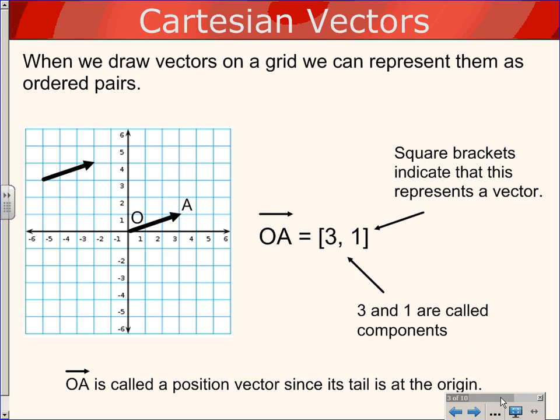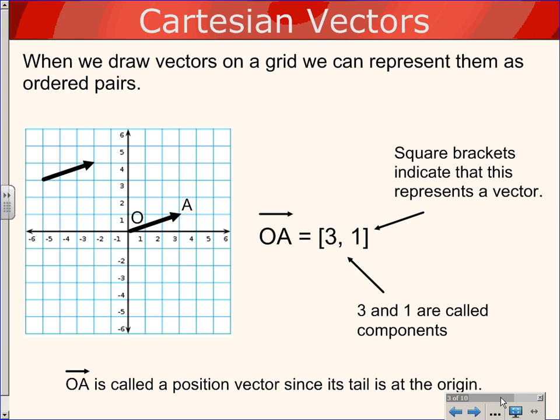Now the difference is I'm not using round brackets anymore because I'm not talking about a point. I'm going to use square brackets. So square brackets are indicating a vector. And the 3 and the 1 aren't called coordinates anymore. Coordinates would be for a point. The 3 and the 1 are now called components. So vector OA has components 3, 1. And officially we're calling vector OA a position vector. A position vector is a vector simply that has its tail at the origin. But for the most part, that's what we're going to be thinking of anyway.